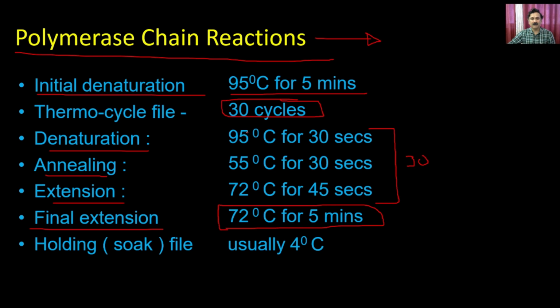So the machine will first go to this, then it will go to this, and then to this, and then again from here it will go to this, and that's how it will continue this cycle for 30 cycles. And once the 30 cycles are over, it will go to the final extension, and once the final extension is over, it will go to the hold.